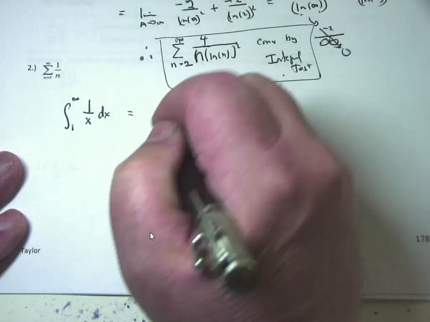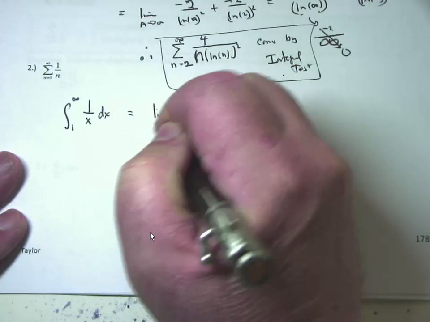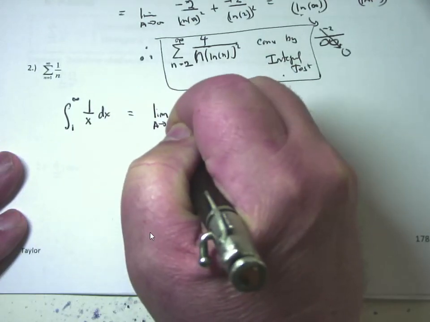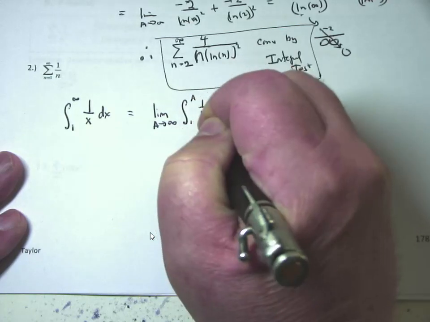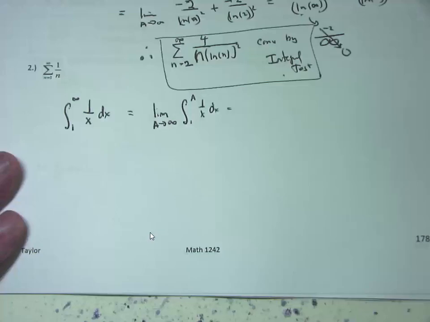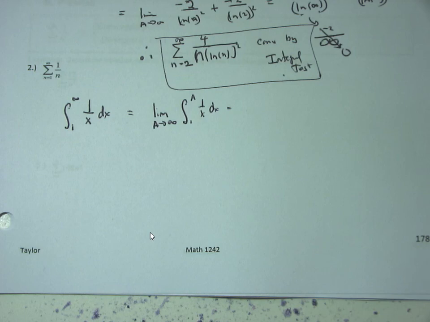I've got to make it proper. So I'll pick my favorite letter. Showing your work is everything in calculus. The limit as a approaches infinity of the integral from 1 to a of 1 over x dx. With me? Now integrate it. A no-brainer. This is basic rule 101, or actually section 5.1 in this class. What's the integral of 1 over x dx? Natural log absolute value of x.